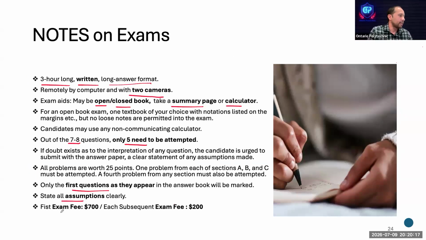And the exam fee for PEO, or this is a national exam, so EGBC or any other association, the first exam is 700 and the next are 200. So besides the time that you are spending to prepare for exams, these are the fees that you have to save. So, pass on the first attempt.